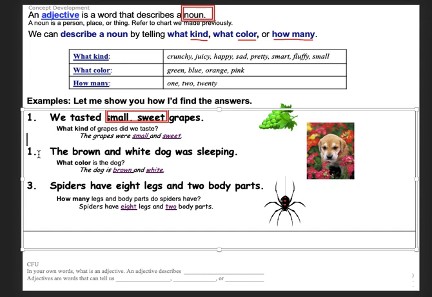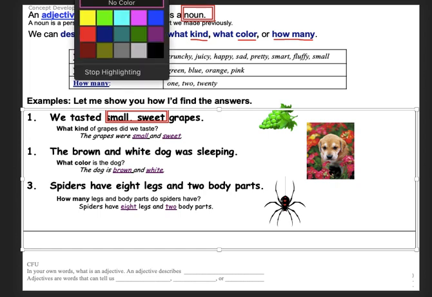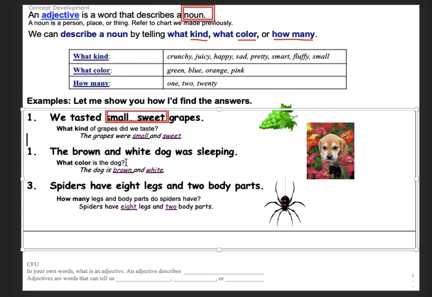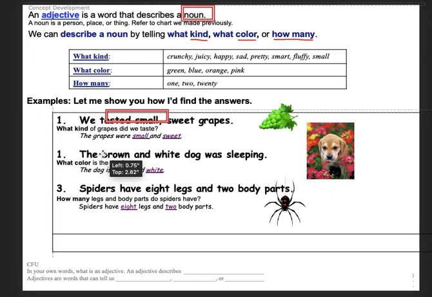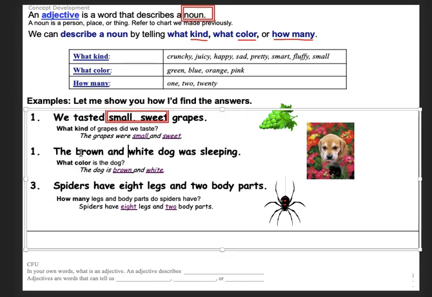This should be number 2. The brown and white dog was sleeping. So you can take these describing words out, brown and white. We talk about this a lot. Let me see if I can highlight that. Brown and white.